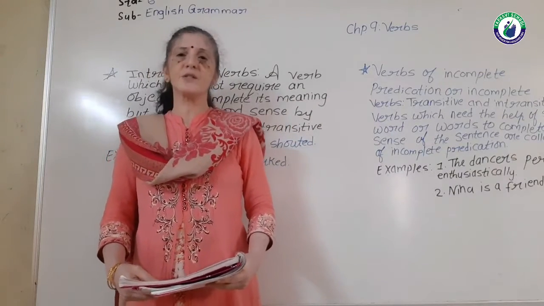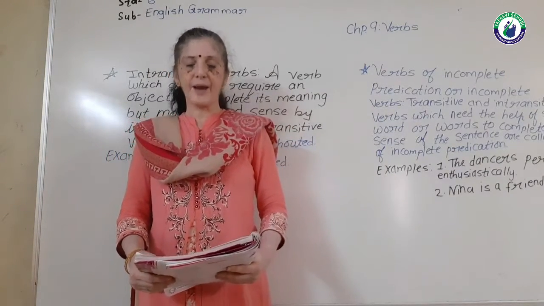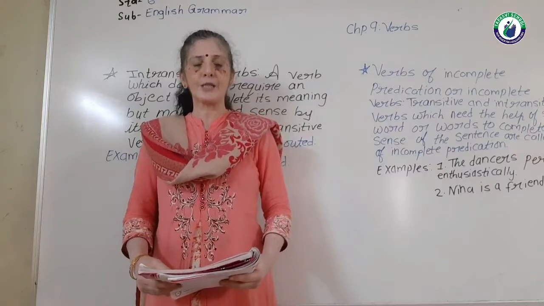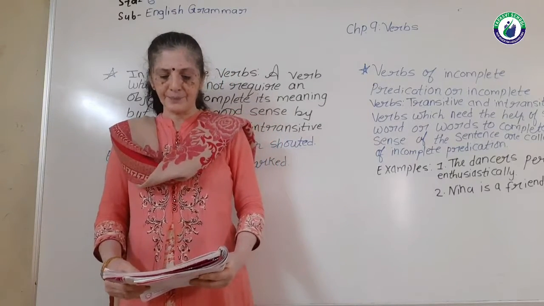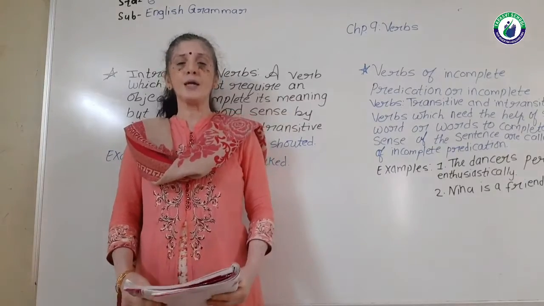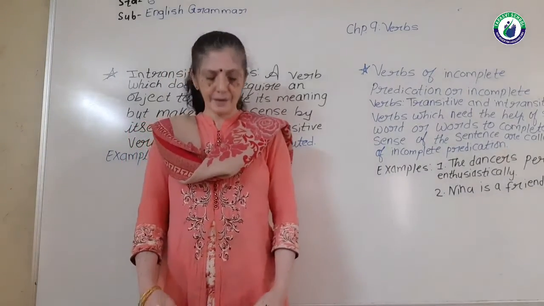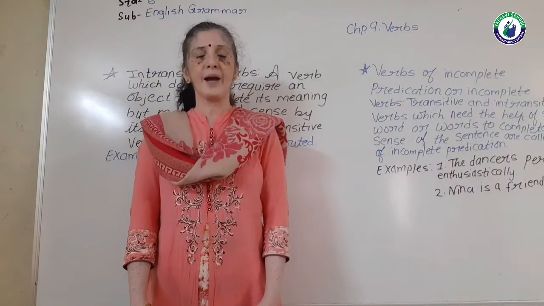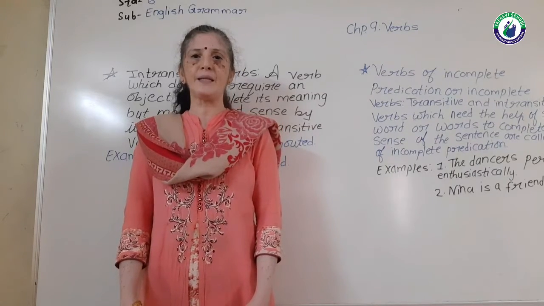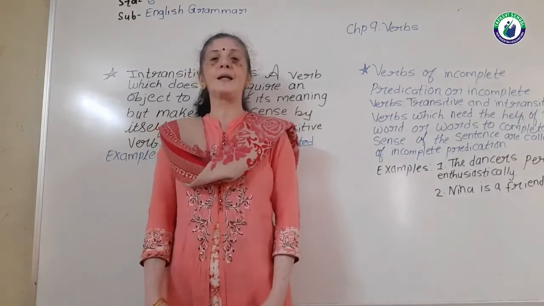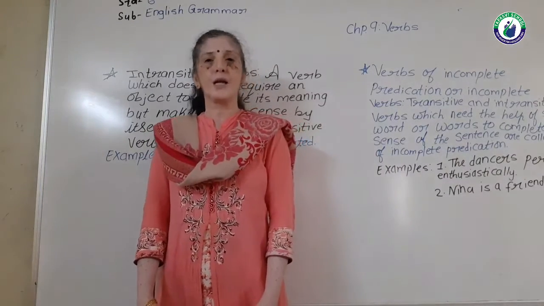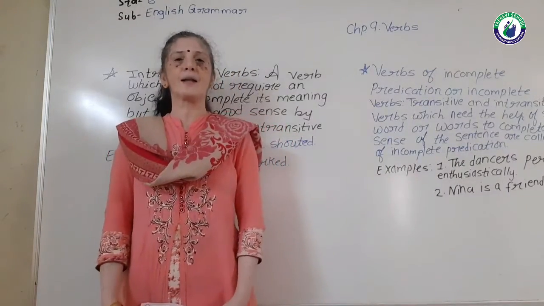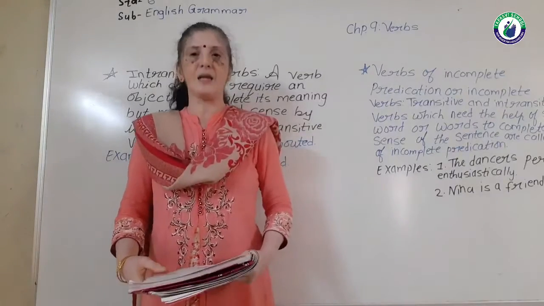See here, next example. She sings melodiously. He screams loudly when scared. See here, melodiously is added to sings and loudly is added after screams, right? So here screams and sings are verbs of incomplete predication, and they require some words to complete the meaning. So here melodiously and loudly are called the complement of the verb. Sings and screams are called verbs of incomplete predication, right?